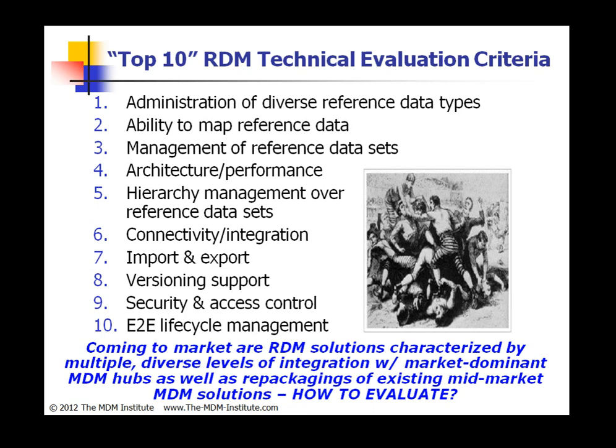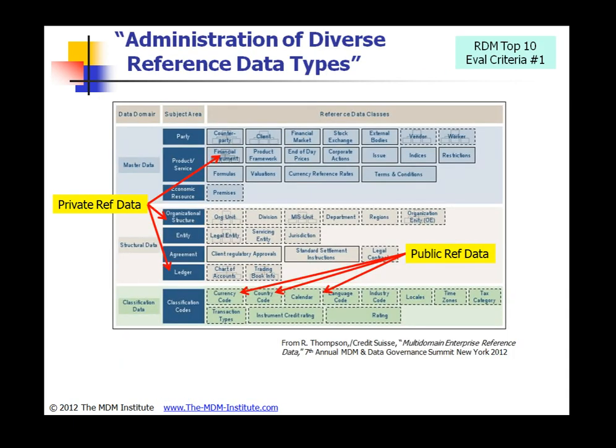So given the fact that this is a relatively new market, the commercial multi-domain RDM, and given the fact that the mega vendors and best-of-breed vendors are all coming out with variations of their product or specific products to map to this requirement, how do we evaluate? So we use some criteria like this. And to give ourselves a little bit of detail, here we have some examples of how do you administer some diverse reference data types.